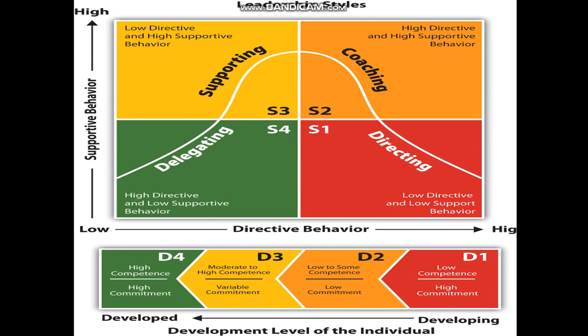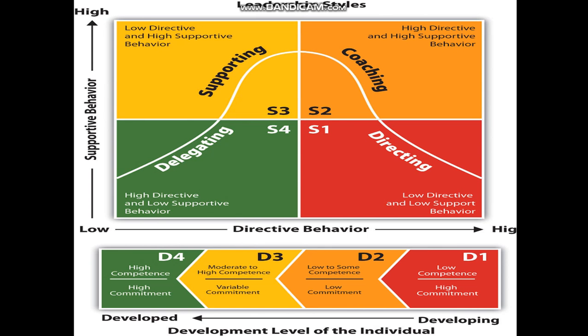Then directive behavior or task behavior, supportive behavior or relationship behavior. Then first leadership style, directing. Here the subordinates have low maturity, they have no ability to do the work and no willingness. In this style, they need high task behavior and low supportive behavior. That is, give high task and maintain low relationship.